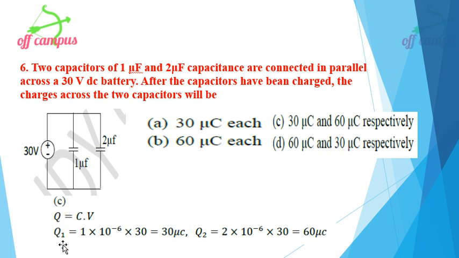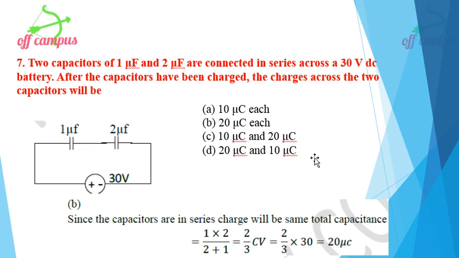So, we need to find Q1 equal to C1, 1 into 10 power minus 6. In a parallel combination the voltage is the same across this capacitor and also this capacitor, okay. So, into 30, so 30 microcoulomb. Here Q2 equal to 2 into 10 power minus 6 into 30. So, 2 into 30, 60 microcoulomb. So, Q1 is 30 and Q2 is 60, 30 and 60 microcoulomb respectively. Option C is the right option.